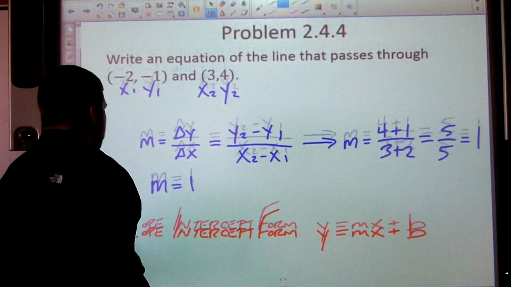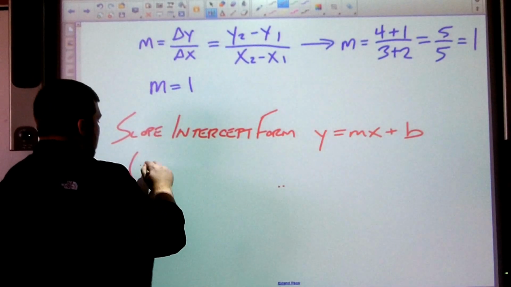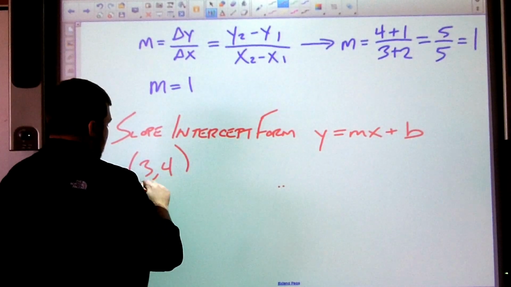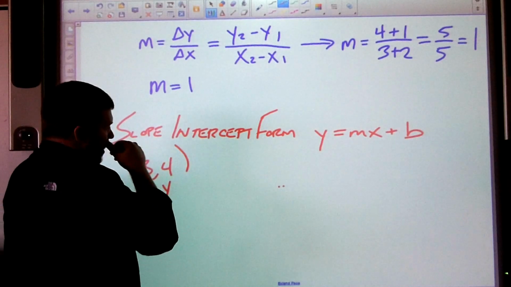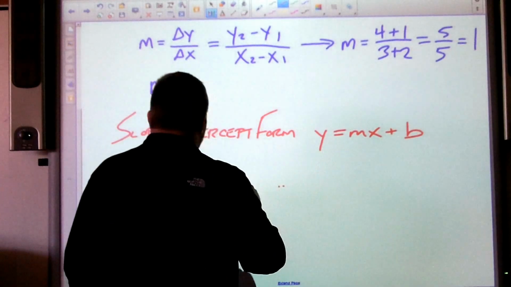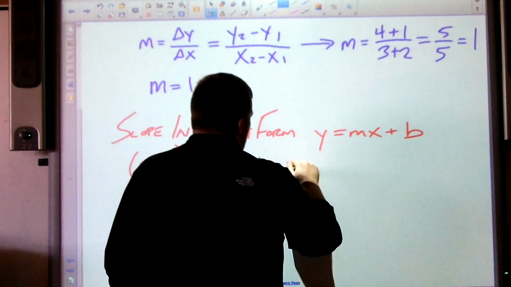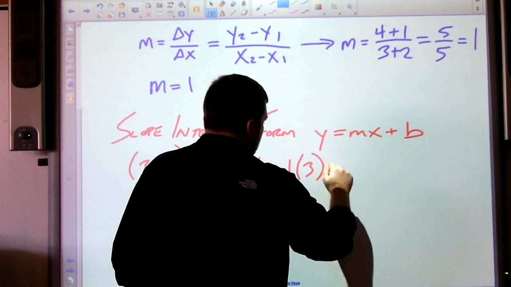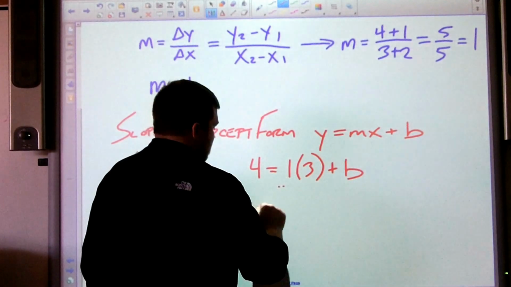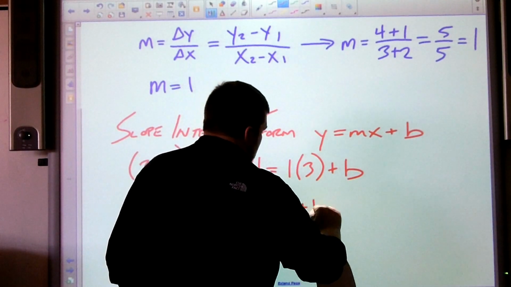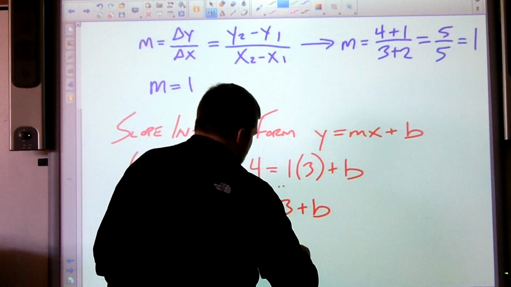So let's do that. So my point was 3, 4. That's my x, and that's my y. And m is up here. So just plugging in what we know now. So we have 4 is equal to 1 times 3 plus b. Now simplify, so 4 is equal to 3 plus b. So b is equal to 1.